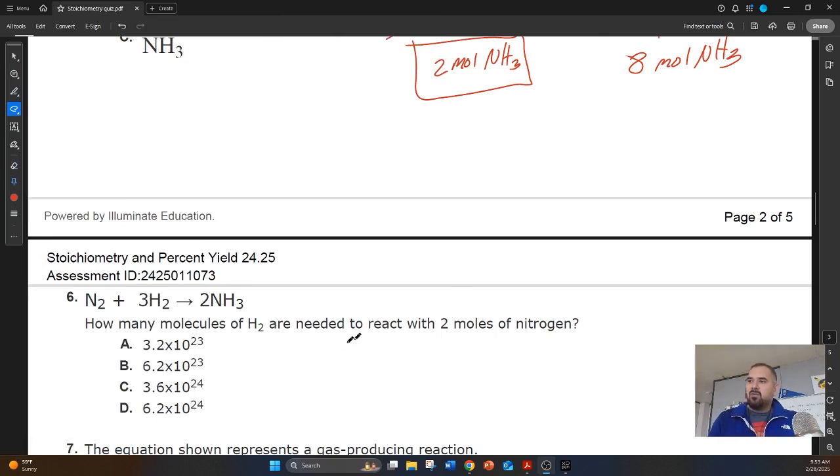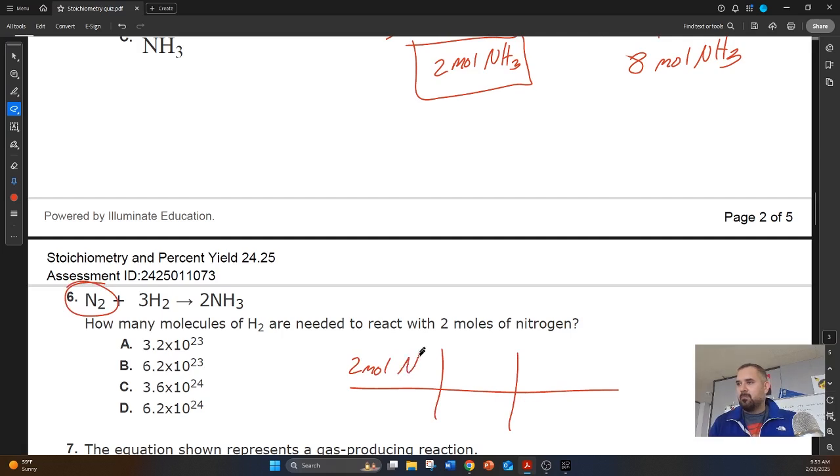All right, so how many molecules of H2 are needed to react with 2 moles of nitrogen? So this is a two-step, and our first step is to plug in our given information. So 2 moles of nitrogen, which is N2. Down here, we're going to put moles of N2. And since we're starting with moles, our next step, this step right here, is going to be our mole ratio. So we're comparing nitrogen to hydrogen. So it's going to be a 1-to-3 ratio. So 3 moles of H2. And then down here, we're going to put 1 mole of N2.